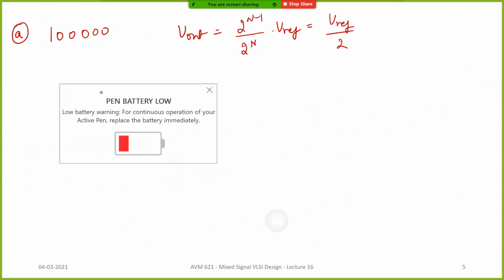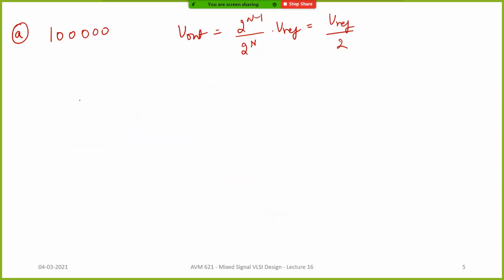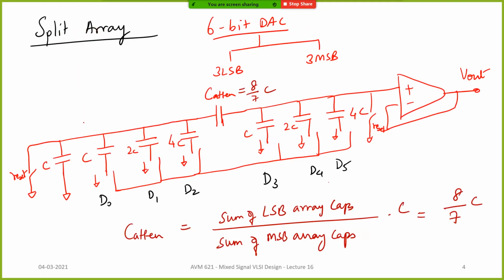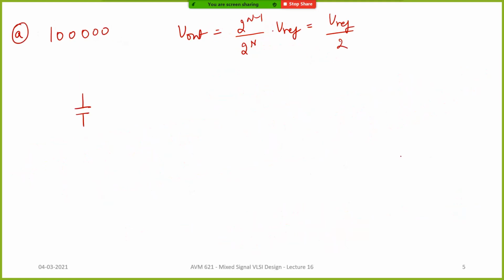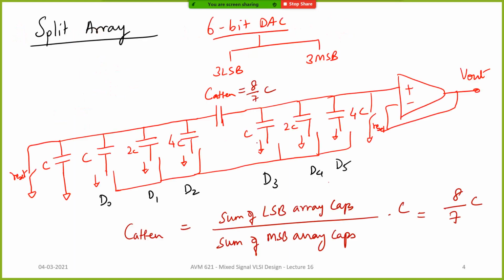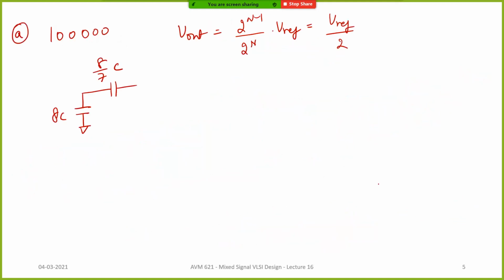So all the LSB bits are connected to ground. So the effective LSB bits is how much? You have the fixed capacitor C, and then you have 4 plus 2 plus 1. Totally you have 8C connected to ground, and you have 8 by 7C in series. And here what do you have? You have 4C connected to VREF, 3C connected to ground, right? 3C connected to ground and 4C connected to VREF.